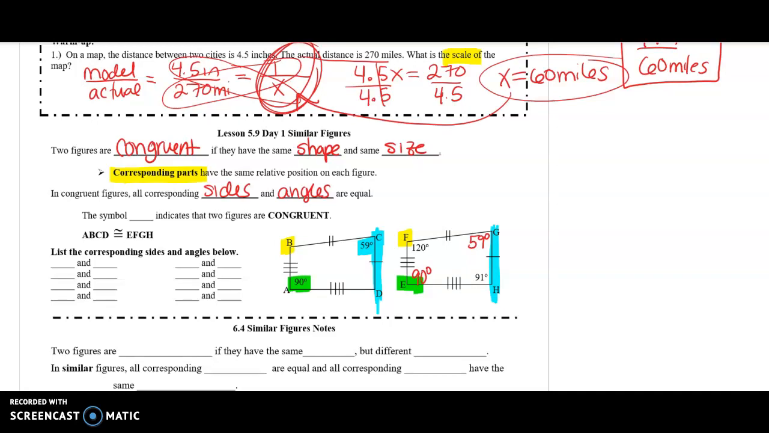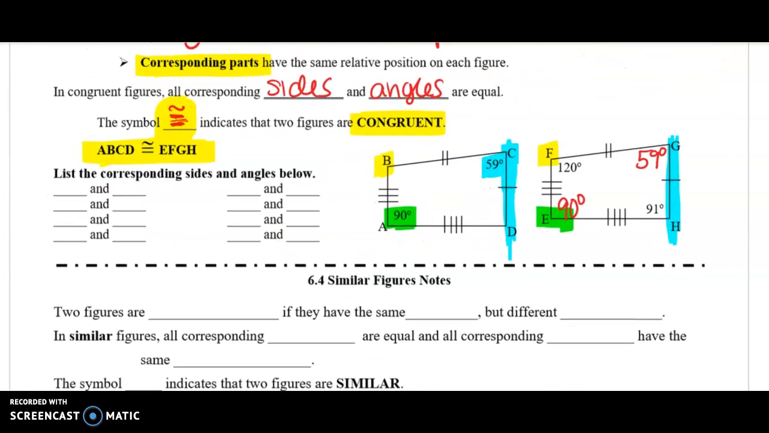So the symbol for congruent is like an equal sign with a little squiggly line over top of it. Make sure you know that the symbol for congruent looks like this. And this is how we say that two figures are congruent. We would say ABCD is congruent to EFGH. When they're telling us to list the sides and angles below, we're going to make sure we're using correct notation. You can actually just use the naming of the figure here to help you.